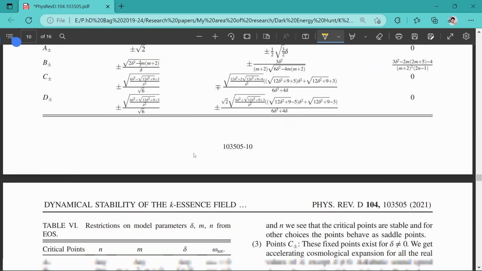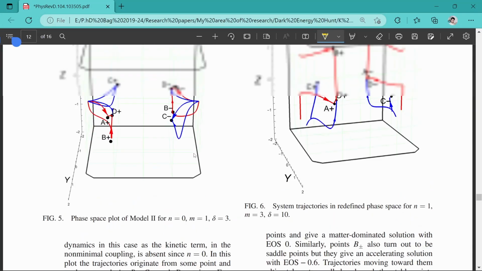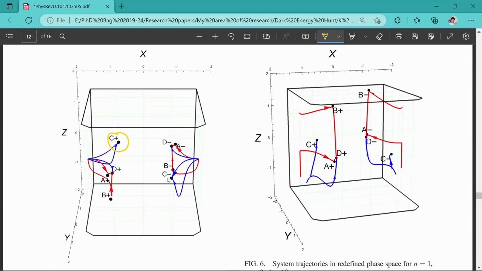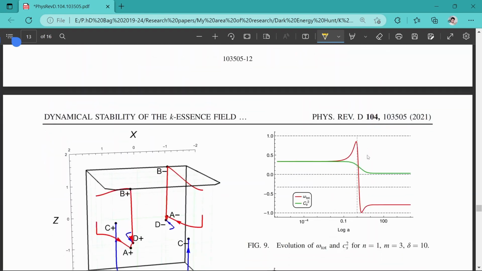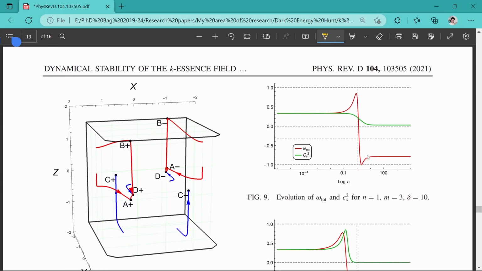So we will see in a minute that if you take model 2, then again the same thing happens, that C plus and C minus are the phantom points, and here you can see that A plus is the unaccelerated regime, and B plus maybe corresponds to the matter phase, and A plus is again a saddle point, and in this case D plus and D minus are the accelerating points, which correspond to the -1. And here you can easily understand that for n equal to 1, m equal to 3, delta 10, we have evaluated the omega and the cs square plot.